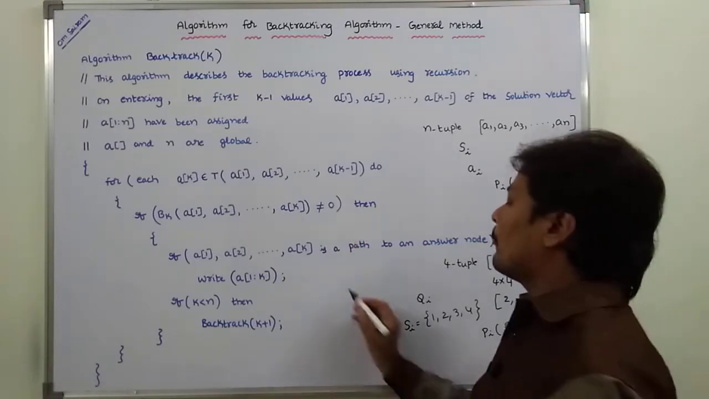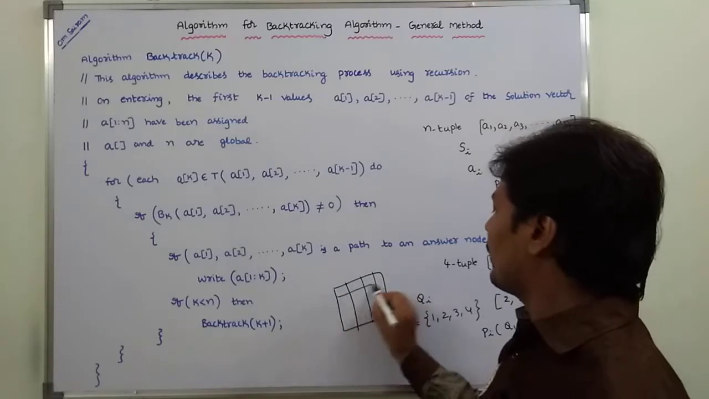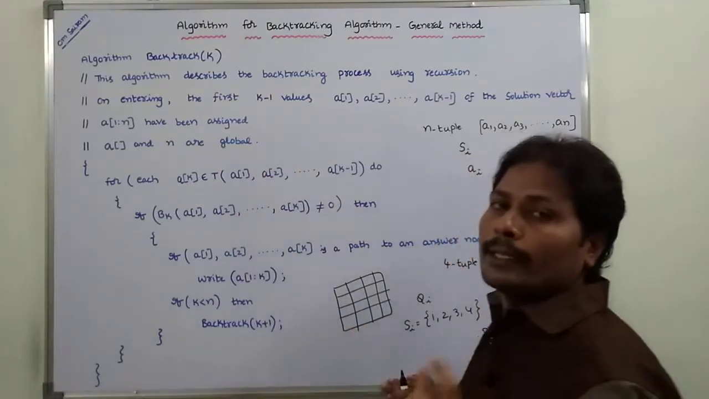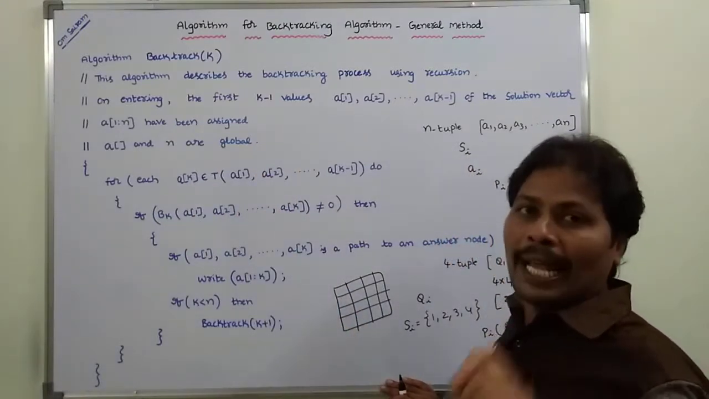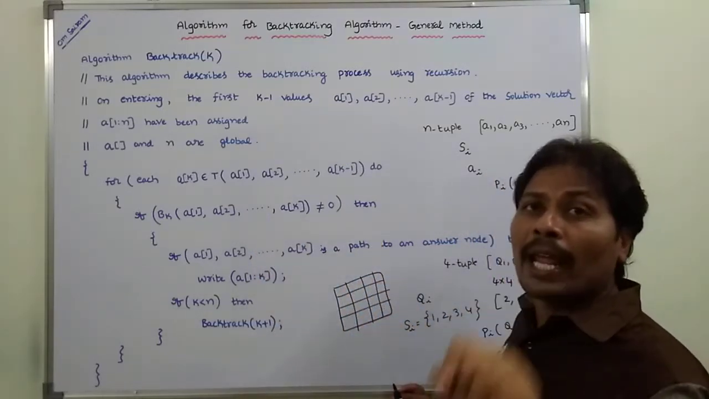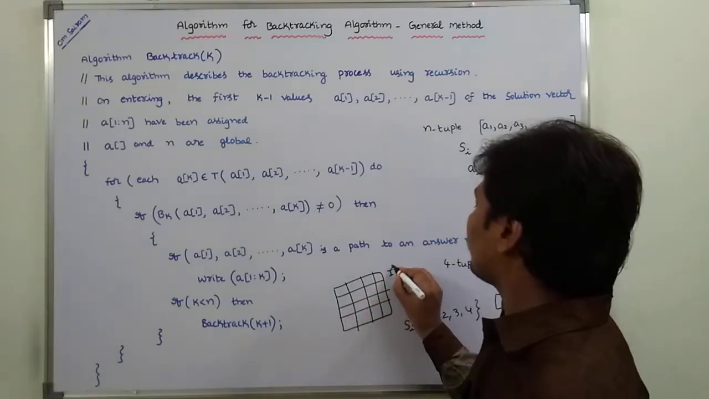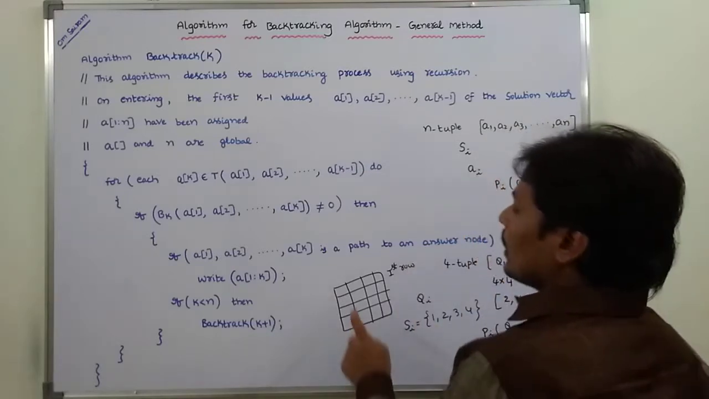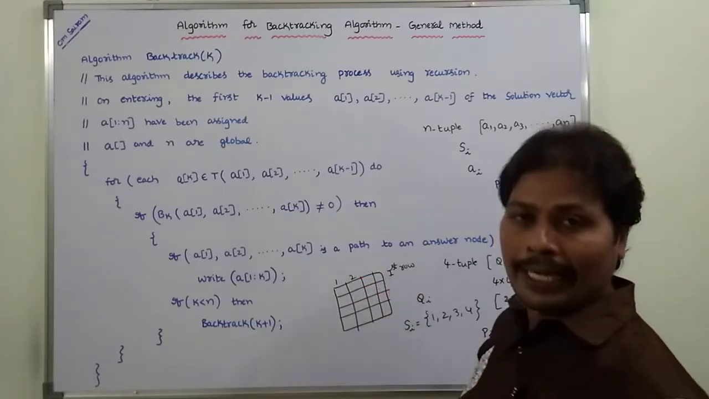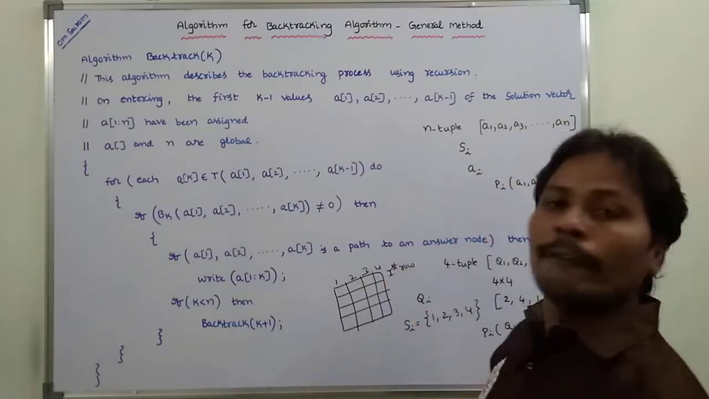Suppose in the 4 by 4 chessboard, a of k, k is equal to 1. That means queen 1 can be placed. What are the possible values for queen 1 to be placed as the first component? Here queen 1 can be placed on the first row. Queen 1 can be placed on the first column, second column, third column, or fourth column.